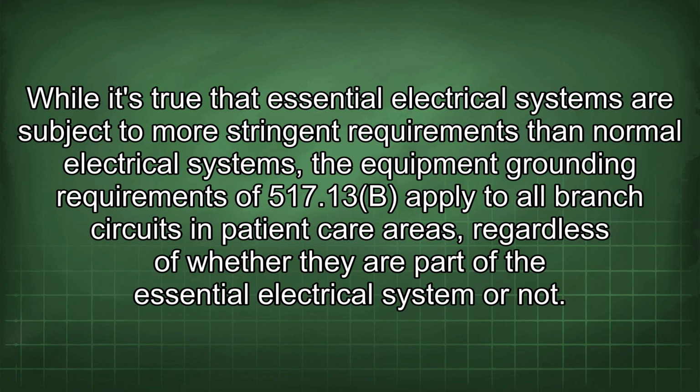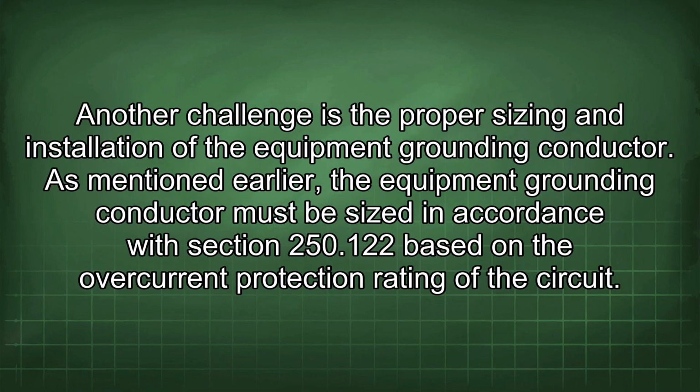While it's true that essential electrical systems are subject to more stringent requirements than normal electrical systems, the equipment grounding requirements of 517.13(B) apply to all branch circuits in patient care areas, regardless of whether they are part of the essential electrical system or not. Another challenge is the proper sizing and installation of the equipment grounding conductor.